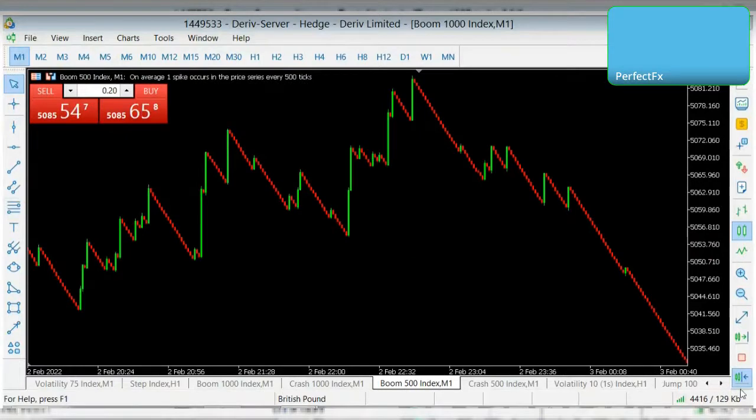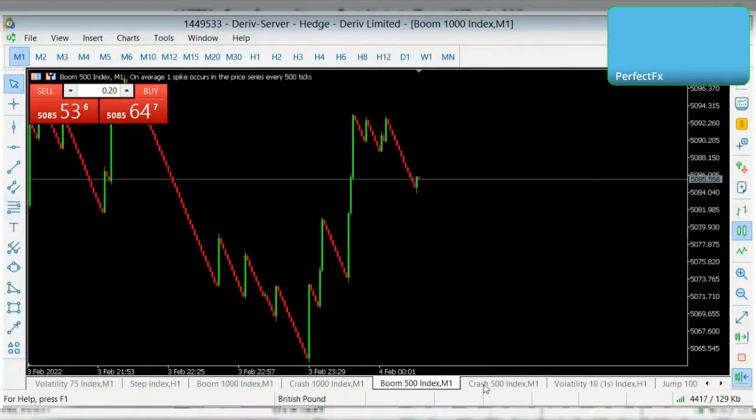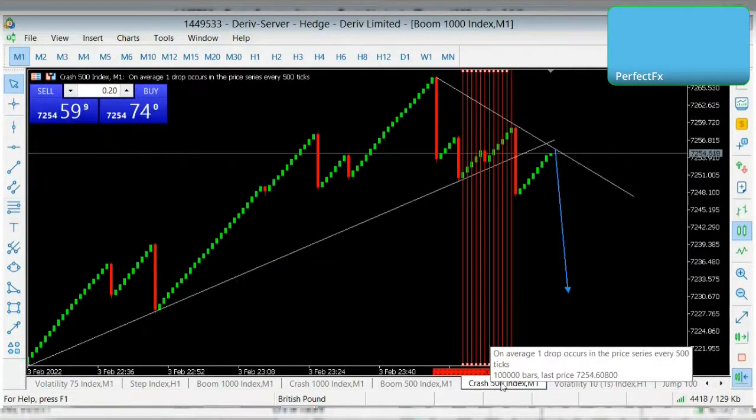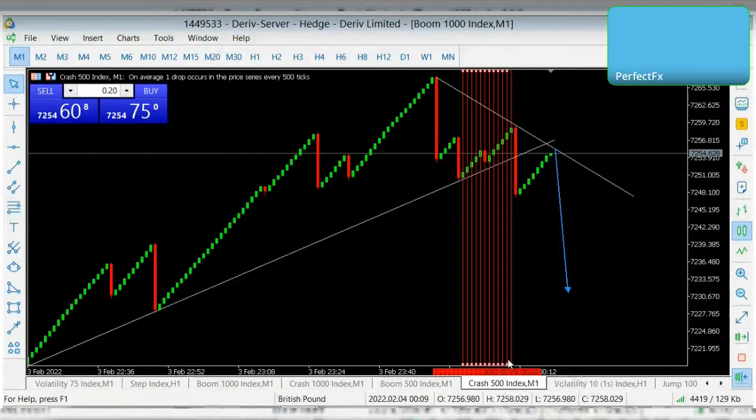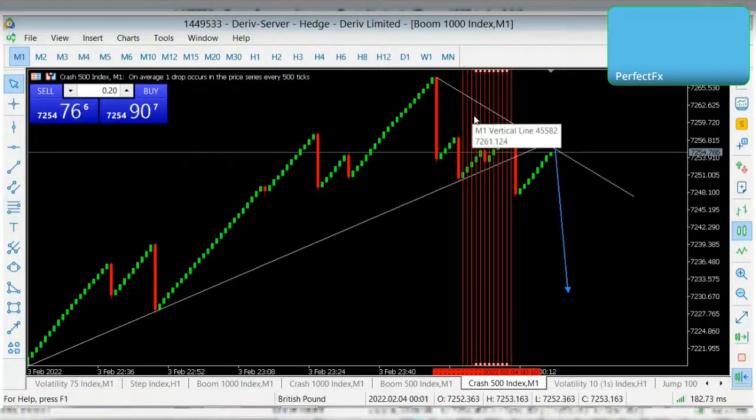I've analyzed so many markets. When I say so many markets, I mean so many markets. Okay, guys, we should be looking at a spike at the moment. We'll be looking at price spiking very, very soon.